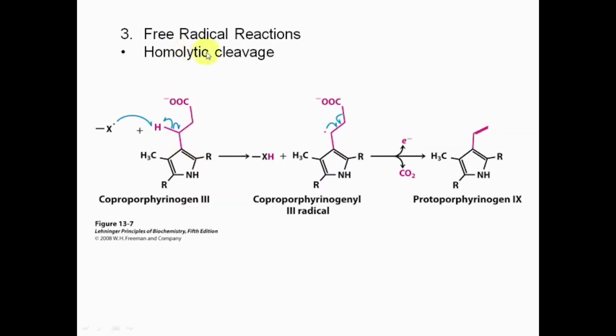Here's a free radical reaction. It's just showing you have a single electron with the homolytic arrow. And here's a homolytic cleavage. And you don't need to know these reactions. It's more important to just know this part, the type of reaction.